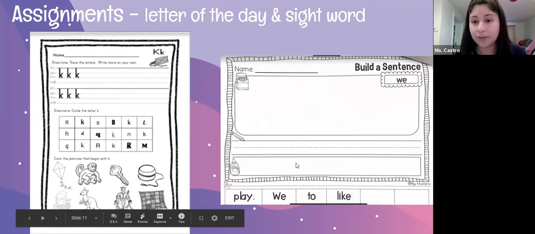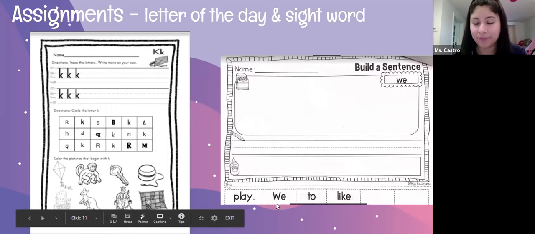Then for the sight word today, sight word we, the sentence is down there at the bottom, but it's not in the correct order. So you have to figure out the correct order. You're going to cut out the words and you're going to glue them where you see the glue bottle at the bottom. So right now it says play, we, to, like.